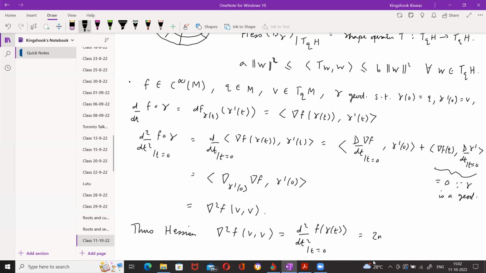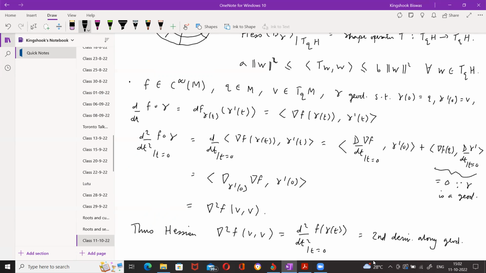So be careful. This is only for the second derivative along geodesics, not along other curves, right? Because then the second term won't vanish. If you do it on a curve which is not a geodesic, this term, the d/dt of gamma prime, may not vanish, right? So this is only the second derivative along geodesics, all right?